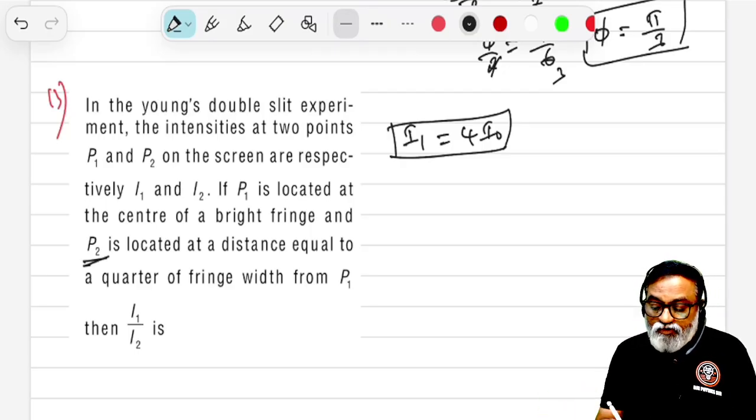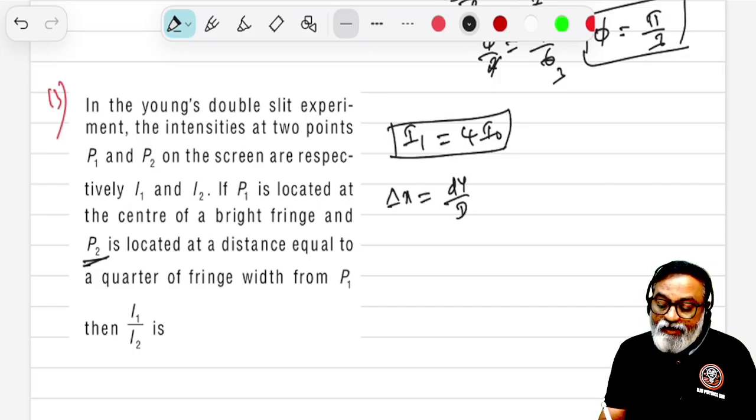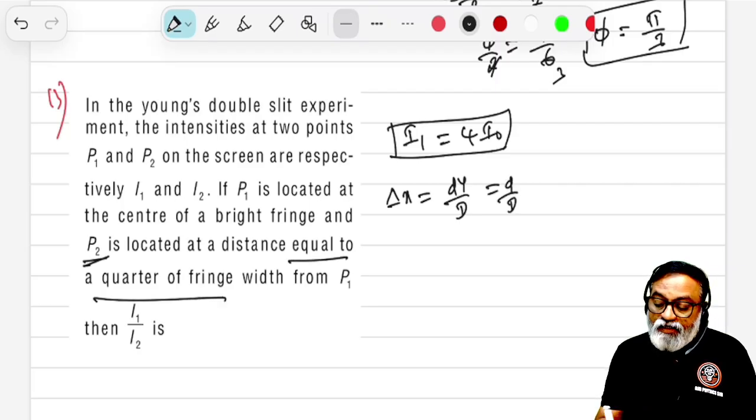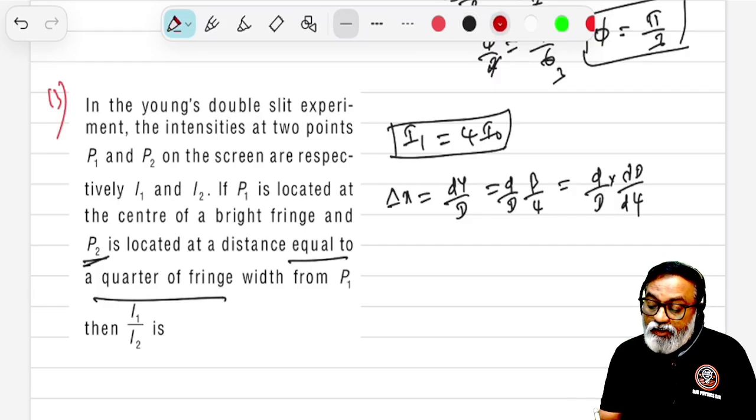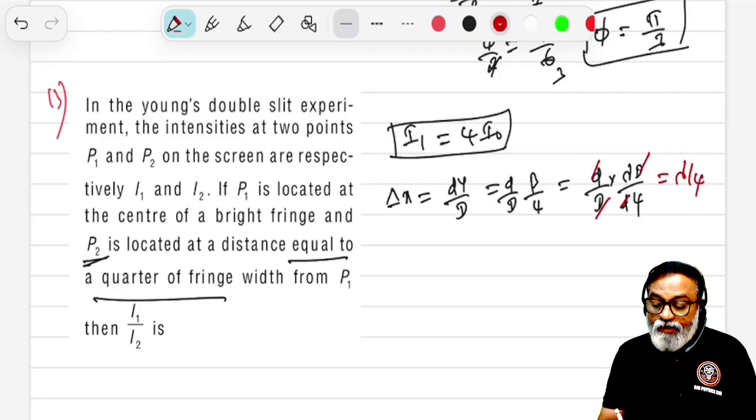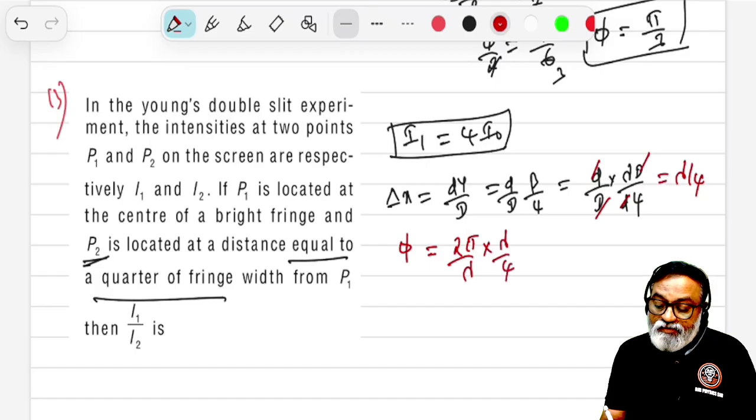Next, we have to find the intensity for P2. Therefore, first we have to find the path difference. Delta x is equal to dy by D. Here y is located equal to a quarter of the fringe width, that is beta by 4. Therefore, d by D into beta means lambda D by d by 4. This d cancels, this D cancels. Lambda by 4. Therefore, the phase difference is equal to 2 pi by lambda into the path difference. Lambda cancels. This becomes pi by 2.